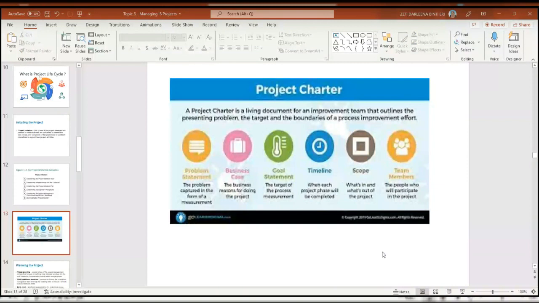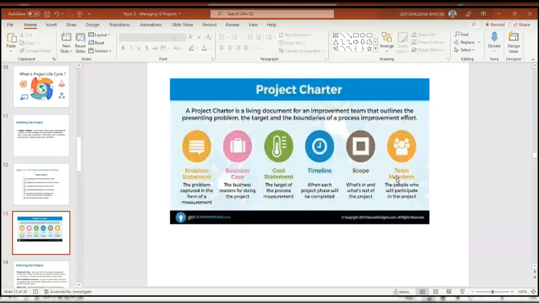A project charter is a living document for an improvement team that outlines the presenting problems of the target and the boundaries of the process improvement effort. So basically, it's a document that describes the requirements and the purpose and also the scope of the process. So what are the items in the project charter? Basically, we have problem statement, business case, goal statement, purpose, timeline, scope, and team members and the role that they play.